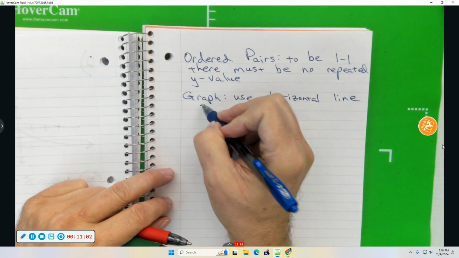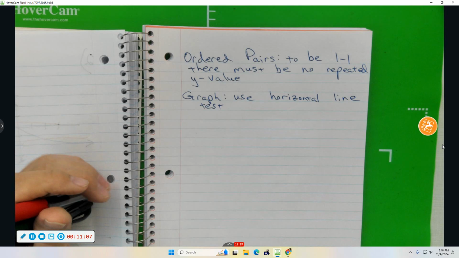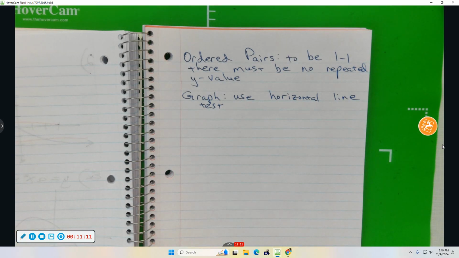Seems sort of bright in this room. Did I lower the lights in this room? I don't think I did. I lowered them over there. I think I need to lower them over here. Is that better for y'all? I know it's better for me.